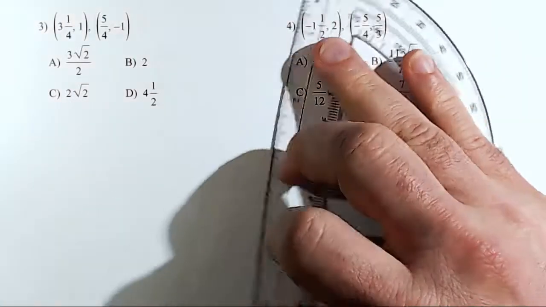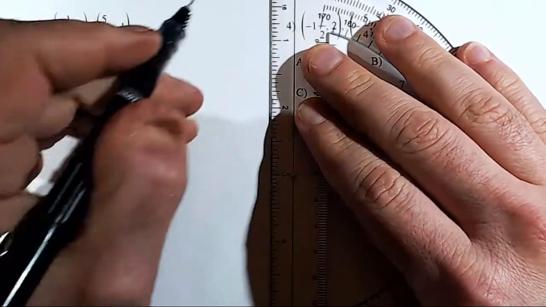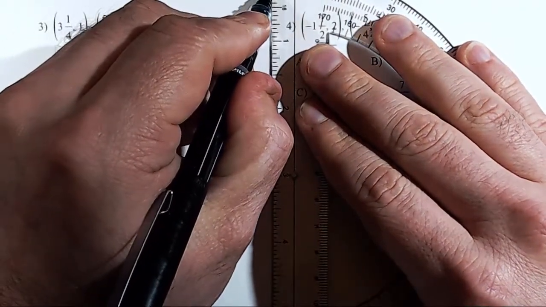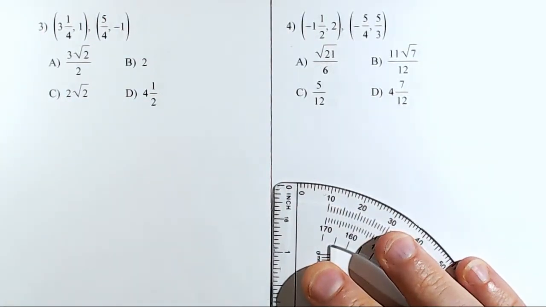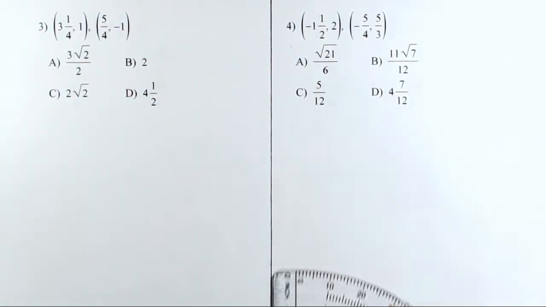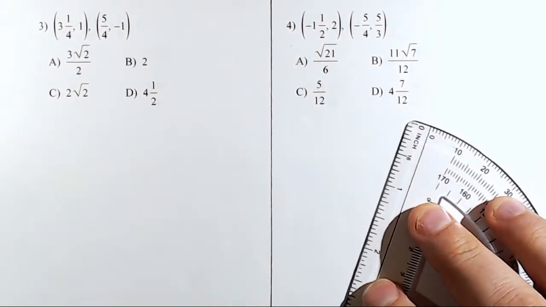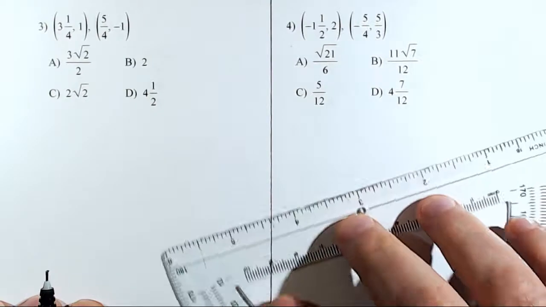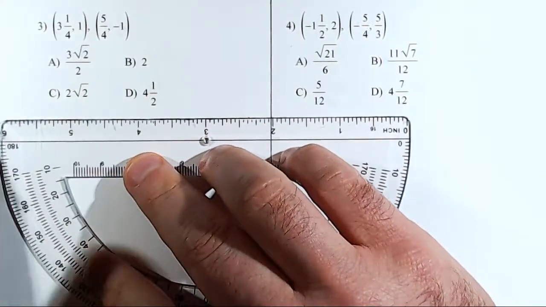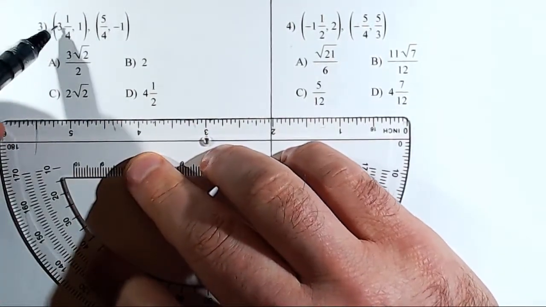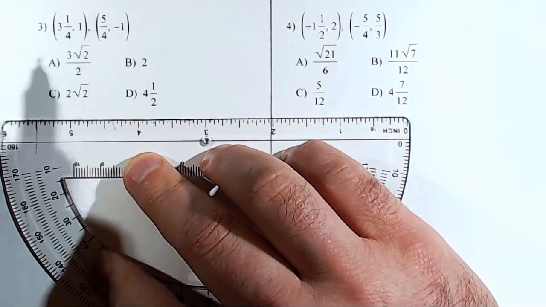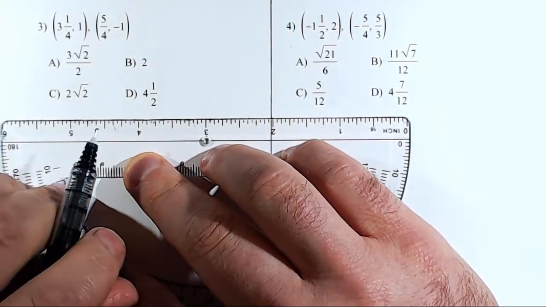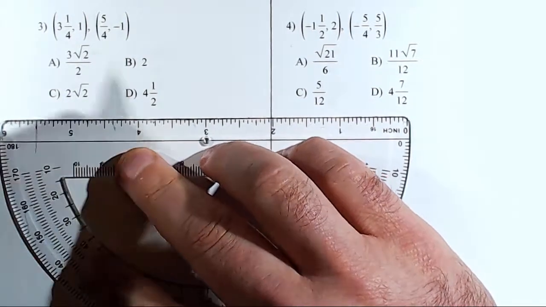We're on number 3, so I'll split the page down the middle. Right away, I've got to convert 3 1/4 into an improper fraction, and that would be 4 times 3 is 12, plus 1 is 13. So it's 13 fourths.